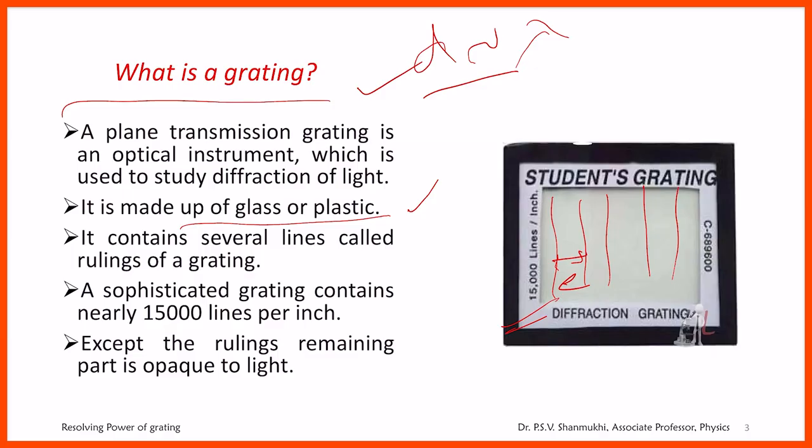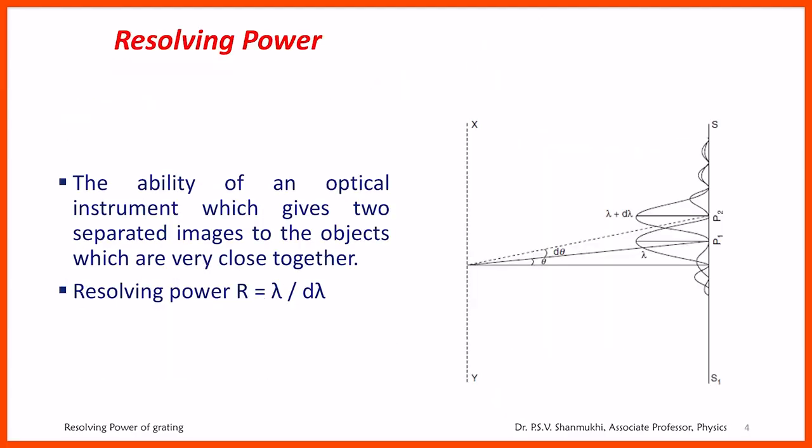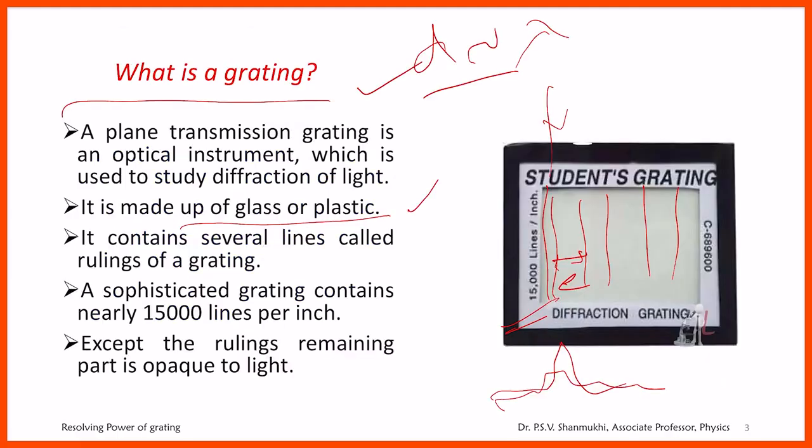That is given by e. Except for these lines, called rulings, the remaining part is blackened. The remaining part is black coated, so it acts as opaque to light. It does not allow the light to pass through. So light passes through only these rulings, and it will produce the diffraction pattern like this: alternate maxima and minima.